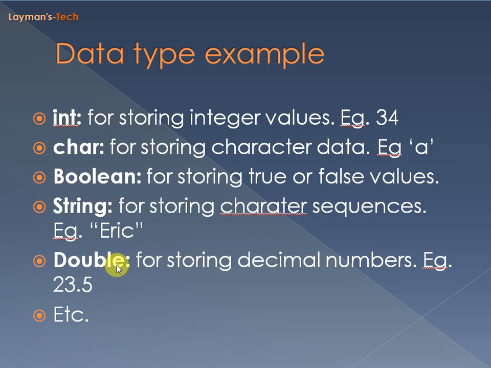So let's talk about the next one, which is double. It is also a data type in Java for storing decimal numbers, and an example could be 23.5, etc. So now let's go to NetBeans to understand variable declaration, initialization, and assignment.